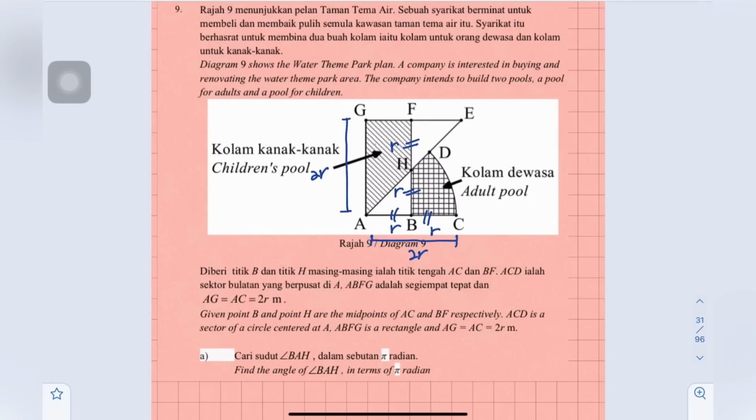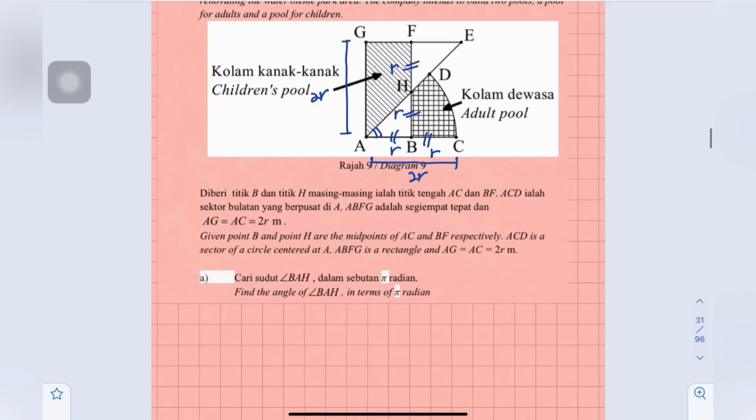Okay, so to find the angle of BAH, this triangle is isosceles, so 45 degrees. So the angle BAH is 45 times pi over 180, which is pi over 4 radians.